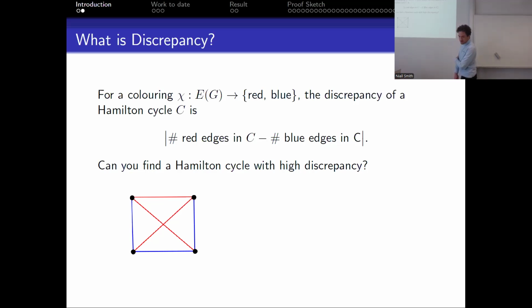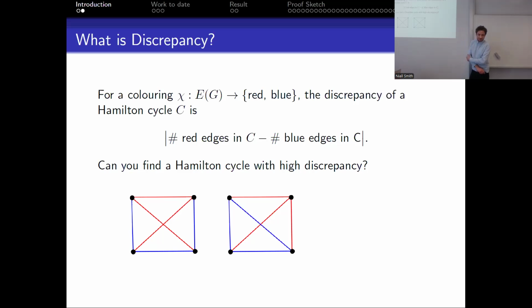Well, can you see the colors? Yeah. So if you take the hourglass, there's a lot more red than blue. Or if you take the outside, it's a lot more blue than red. But if you take both sides, then you see where the discrepancies cancel, which could be checked. So how about here? Can you find a Hamilton cycle with high discrepancy?